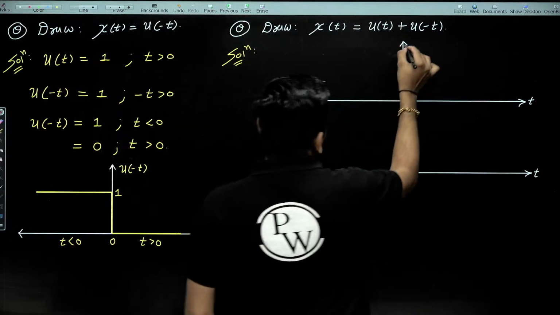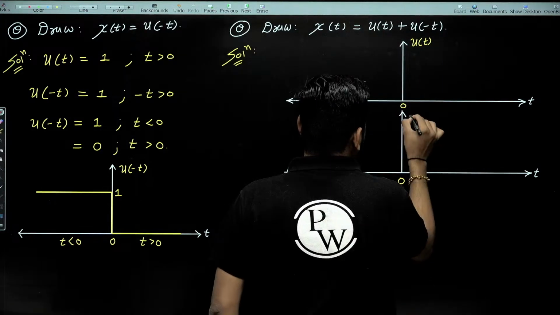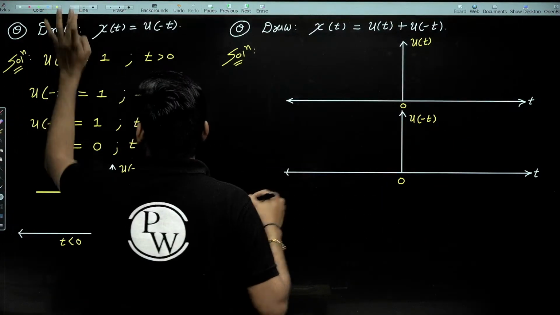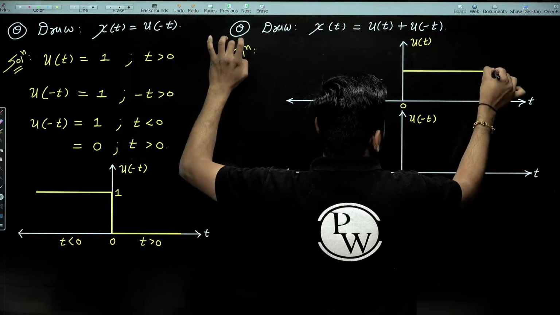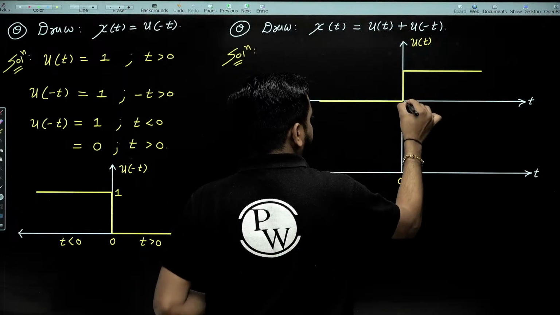Here I am drawing u of t, guys. This is the origin, and this is u of minus t. Correct? So u of t is nothing but 1 for t greater than 0, and it is 0 for t less than 0. At t equal to 0, there is a sudden change in amplitude.